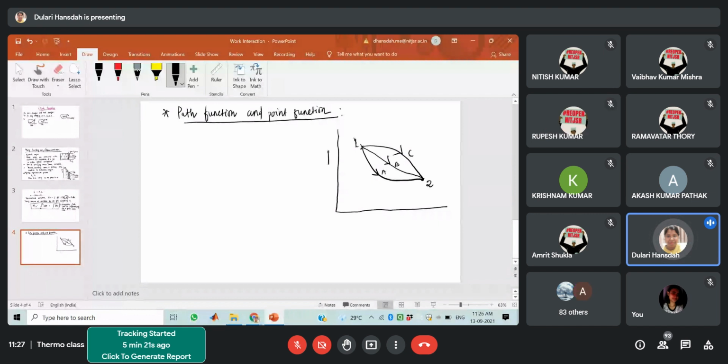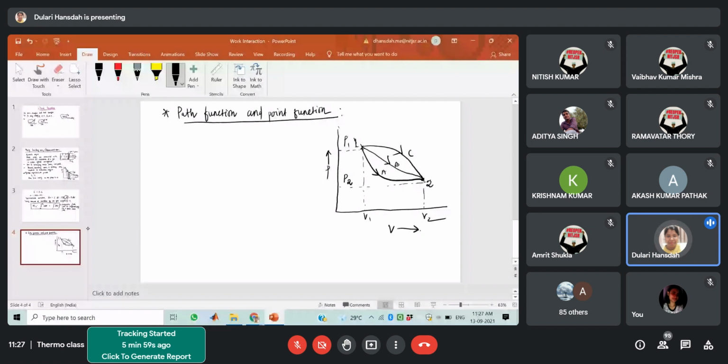So now I'm going to discuss the path function and point function. So why are we discussing it here? Sometimes we say that work is a path function. Okay. So how? We are saying that work is a path function, which I'm going to discuss here. So here you can observe that there is the expansion work. So pressure is reducing in this case from P1 to P2.